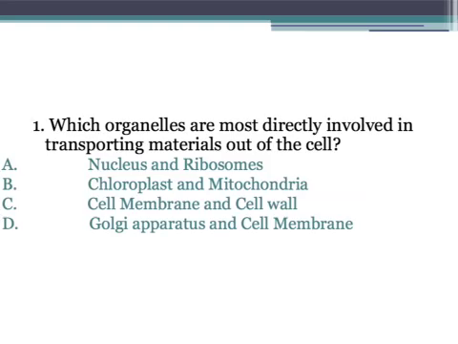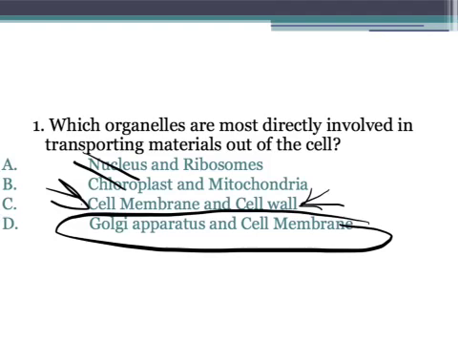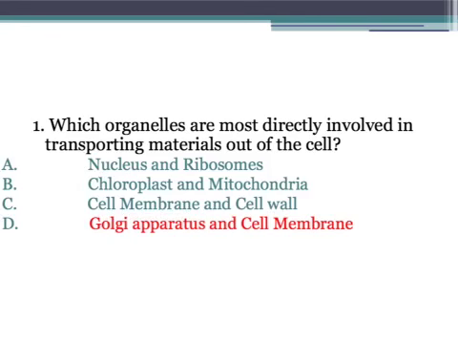Which organelles are most directly involved in transporting materials out of the cell? Well, guys, it's not the nucleus. It's not chloroplast, because chloroplast isn't in every cell. Most people go here with the cell membrane and the cell wall, but remember, not every cell has a cell wall. So the actual correct answer is the Golgi apparatus and the cell membrane, because that's what packages things up and gets it ready to go. Correct answer: Golgi apparatus and cell membrane.